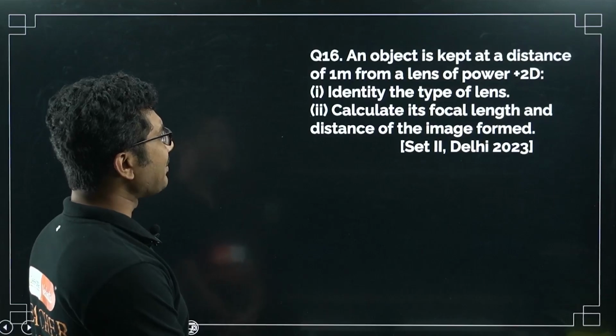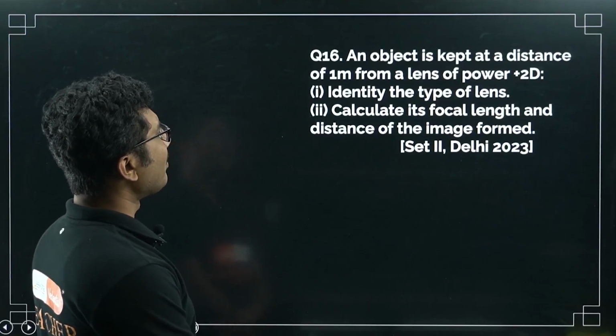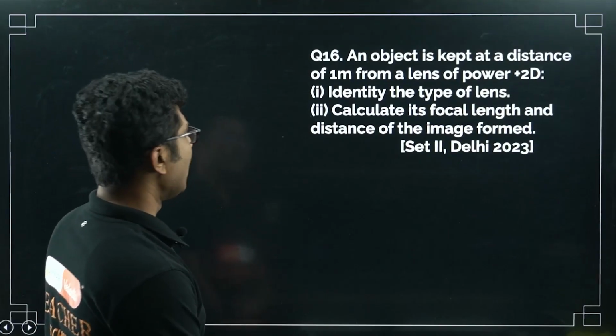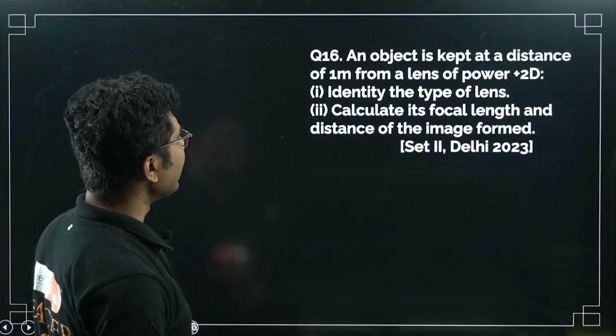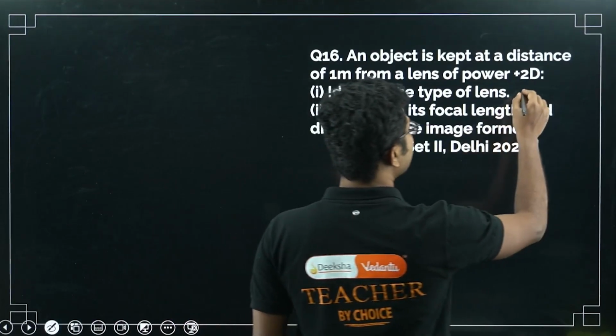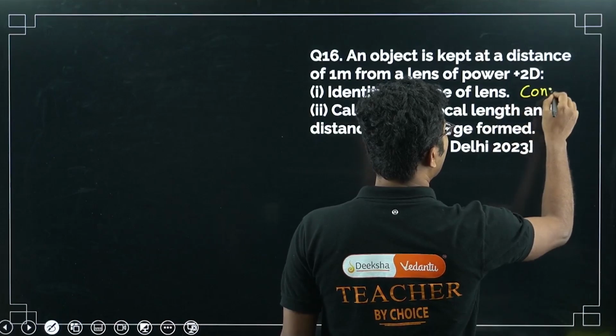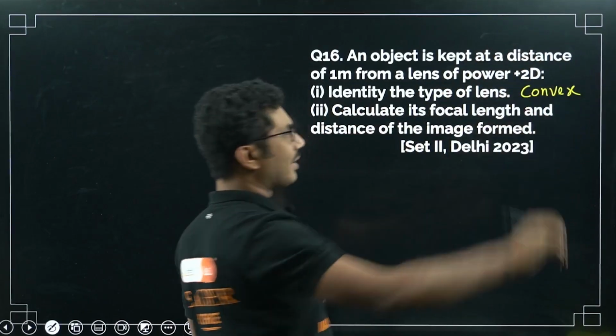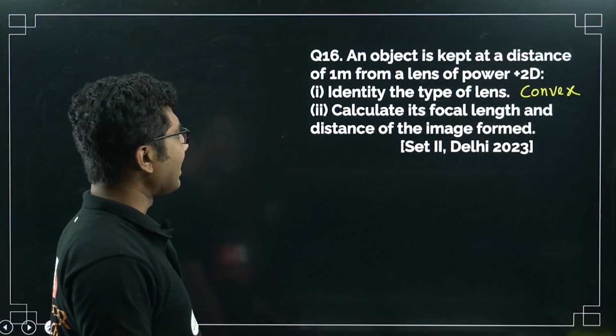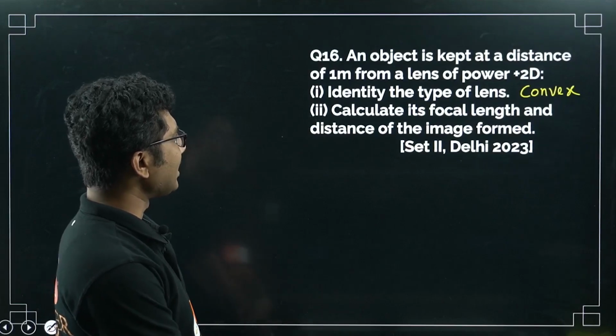An object is kept at a distance 1 meter from a lens of power 2D. So power of the lens is 2D. Identify the type of lens. It is a convex lens. Again, as I said, power plus means convex lens. Calculate its focal length and distance of the image formed.